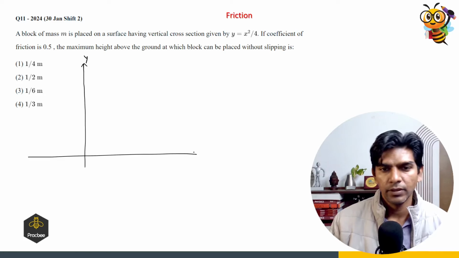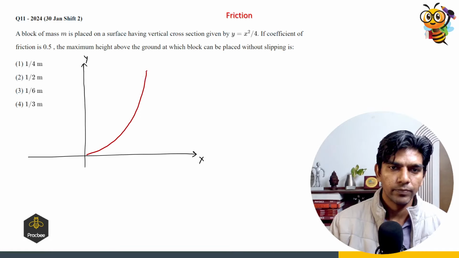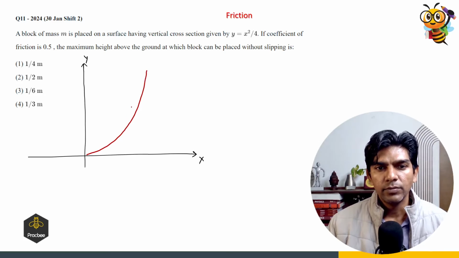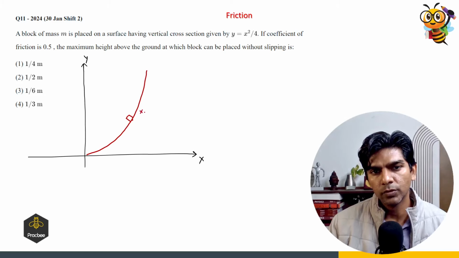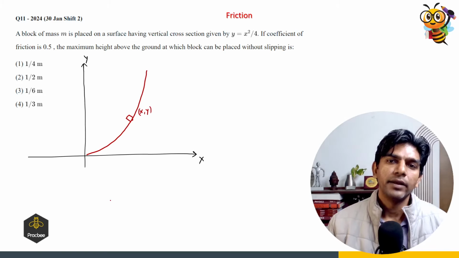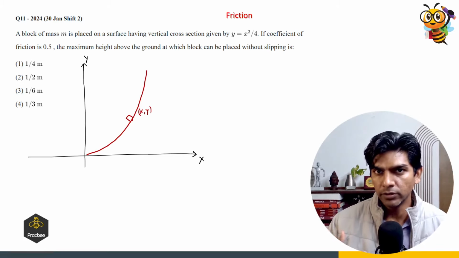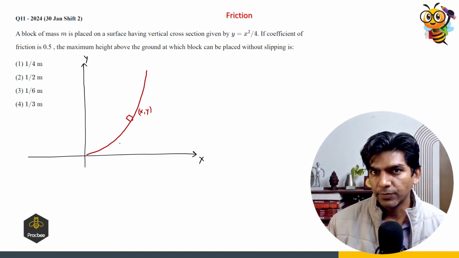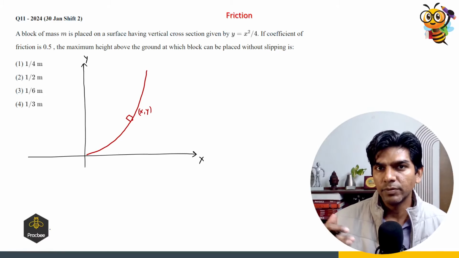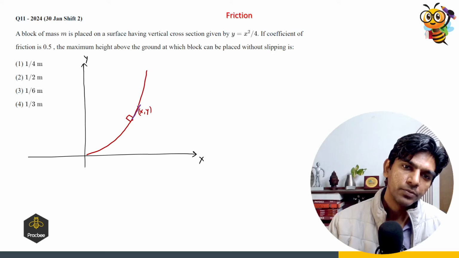So this is the y-axis, this is the x-axis, and let us say this is our graph. I'm showing it in the first quadrant, and there is a block, let us say at this particular position, and the coordinates of this point are x comma y. It is not sliding, so it is without slipping. As we raise this block on this curve, the frictional force will keep on increasing, and at the maximum height the friction will be limiting. So it will have a tendency of sliding down. So the limiting friction will act in the tangential direction up the incline.